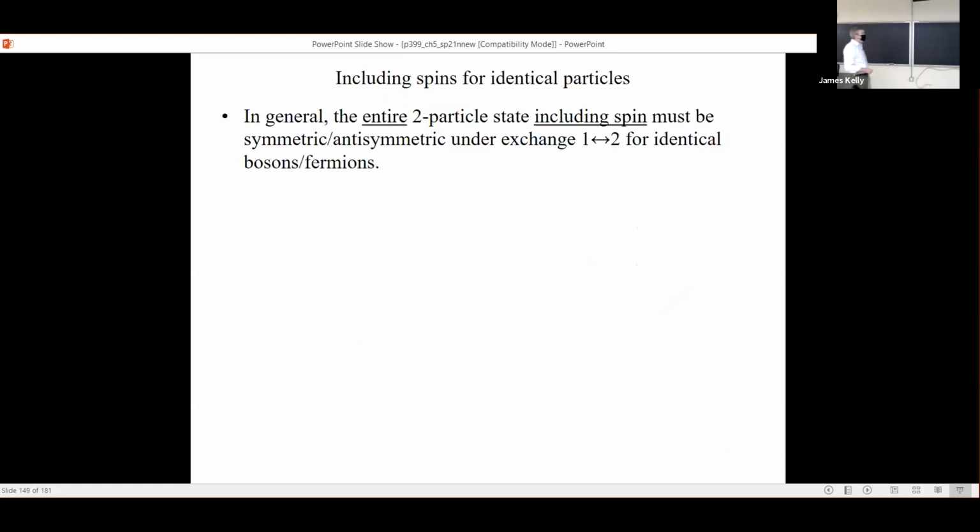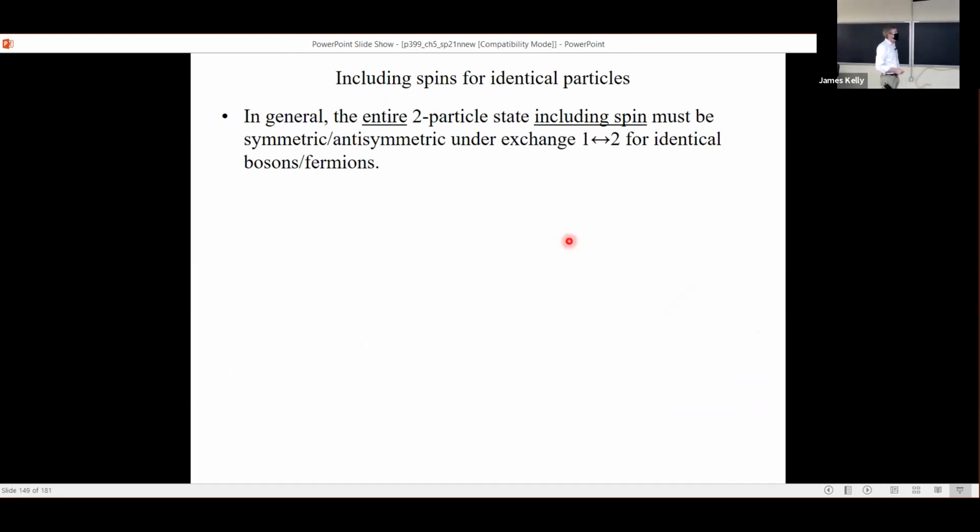Okay. Let's talk about one last thing that I think is at the very end of section 5.1, which is that in our discussion of identical particles we've been ignoring the spin state so far, although we did talk about combining spin states back at the end of chapter 4, and we're now going to include those things together.